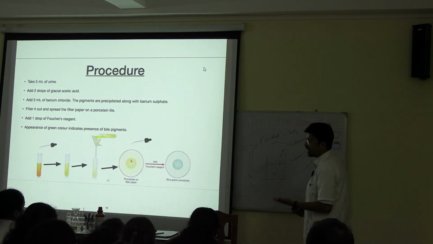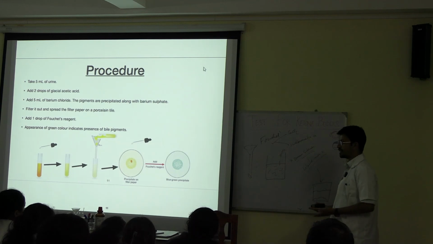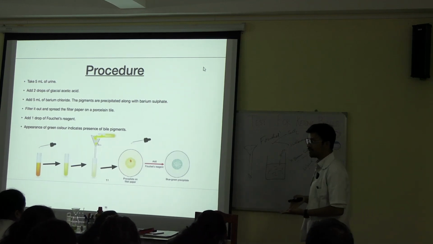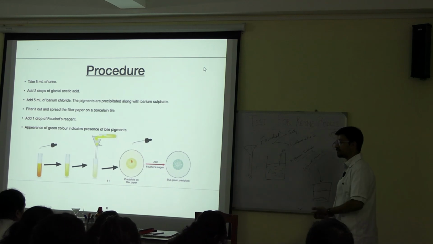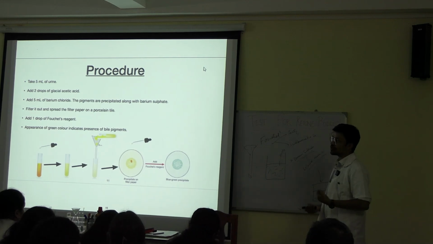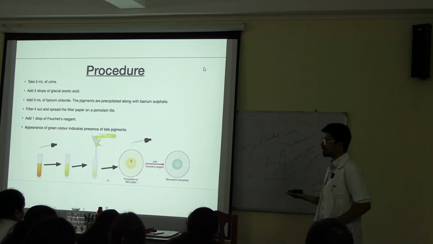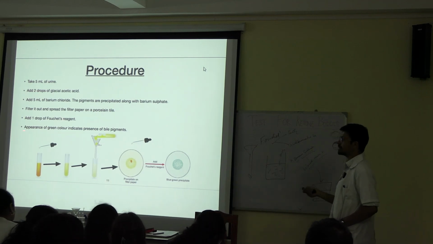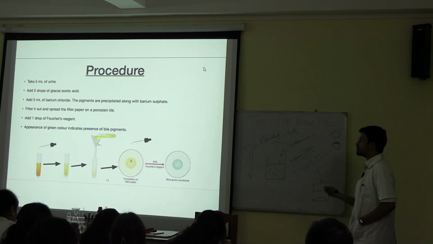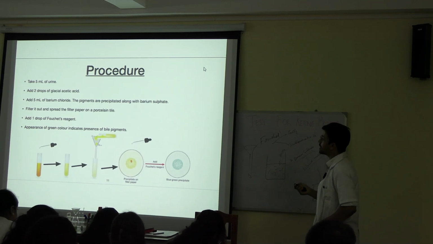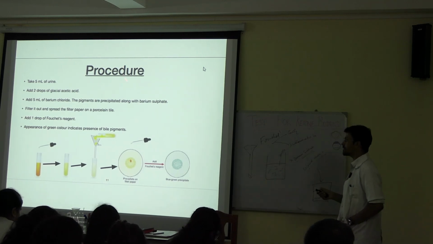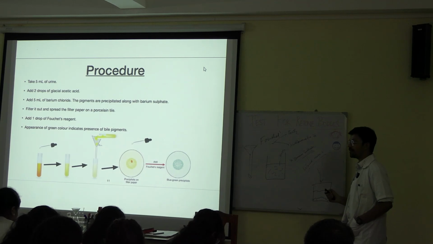If that color is already green, whatever you are using, then you can see, like, oh sir, this is already green beforehand only. No. So that is why whatever you are using down below should be clean enough so that you can see the proper color of the precipitate which is there in the filter paper. The precipitate should be yellow in color. As soon as you add the Fouchet's reagent into it, this will turn into green color. If it turns green, it confirms the presence of bilirubin or the bile pigments.